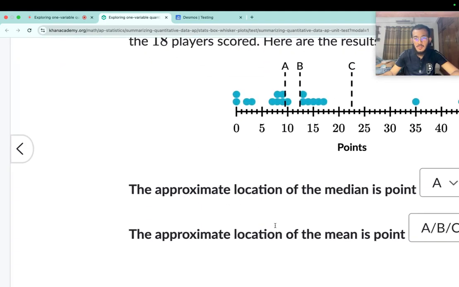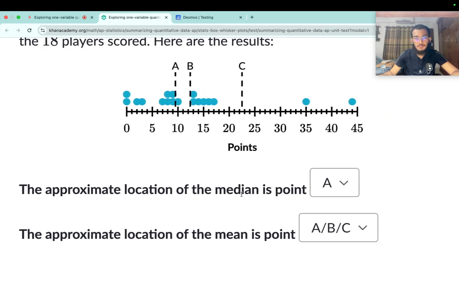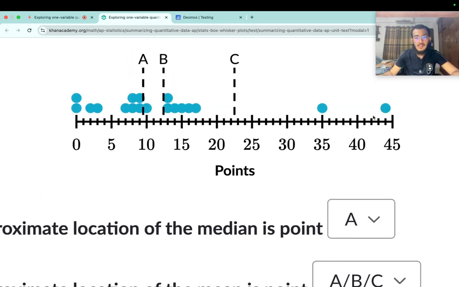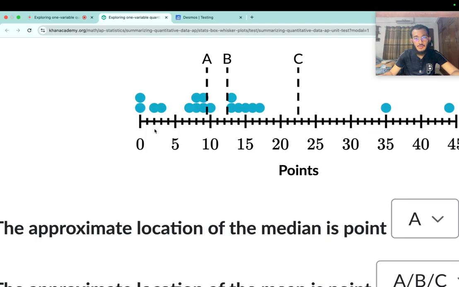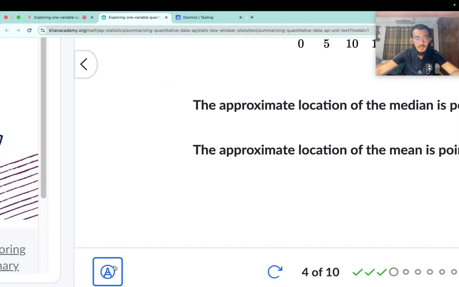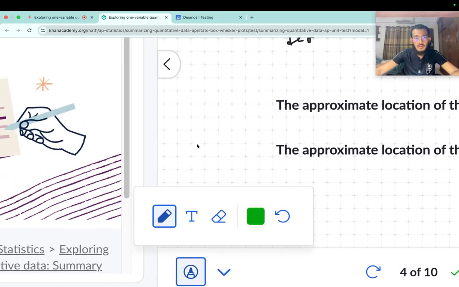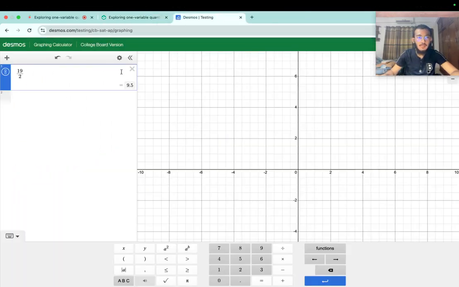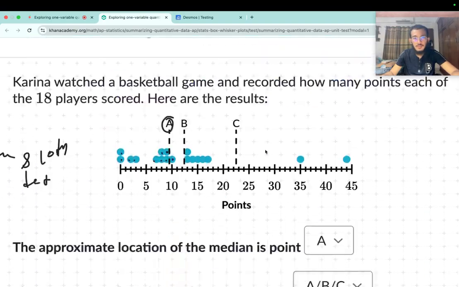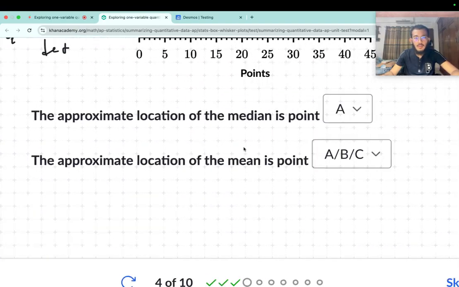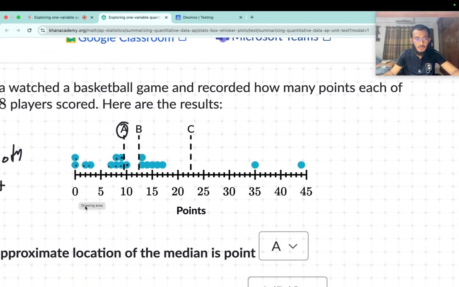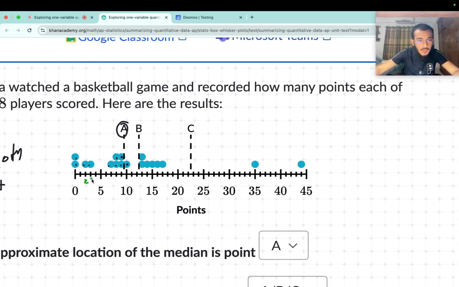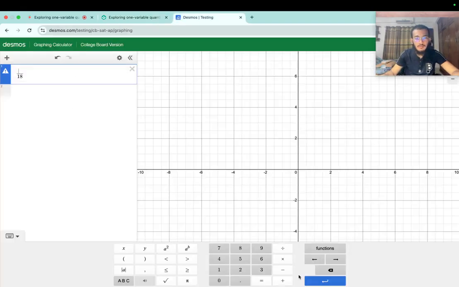What about the approximate location of the mean, which is the average? Well, is this symmetrical data? Let's see. It is not symmetrical data. So what would be the mean? Let's calculate. We can calculate the mean by dividing the total by 18, because we have 18 data points. And in the numerator, we would have 0 times 2, then 1, 2 plus 3. So 2 plus 3.